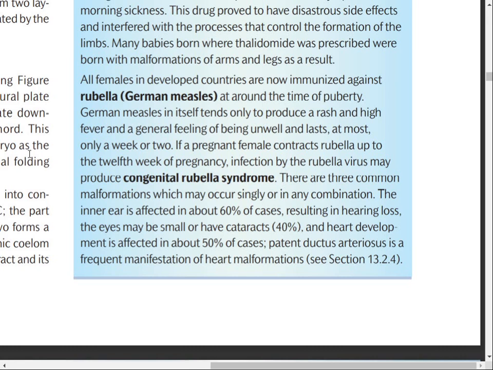The inner ear is affected in about 60% of cases, resulting in hearing loss. The eyes may be small or have cataracts, 30%. Heart development is affected in 50%. Patent ductus arteriosus is a frequent manifestation of heart malformation.